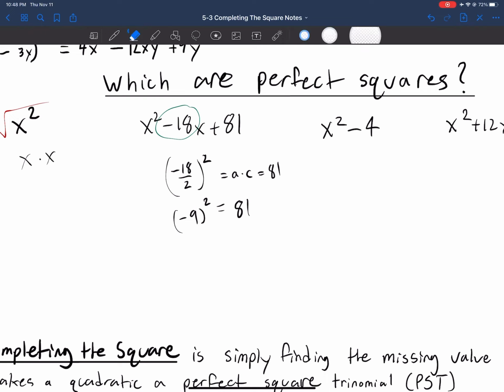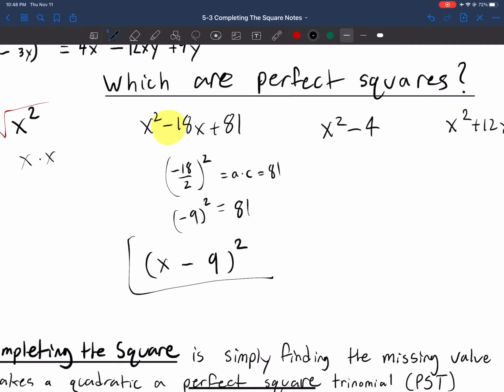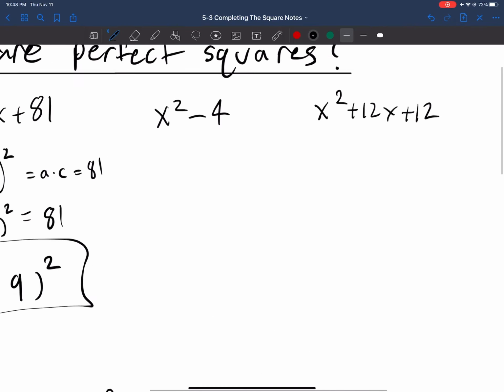This whole trinomial is a perfect square of the form: the root of the first term, so x, the root of the last term, 9, and then I check the sign. The middle term is being subtracted, so I write a minus, and this factor will happen twice, so it is indeed a perfect square.